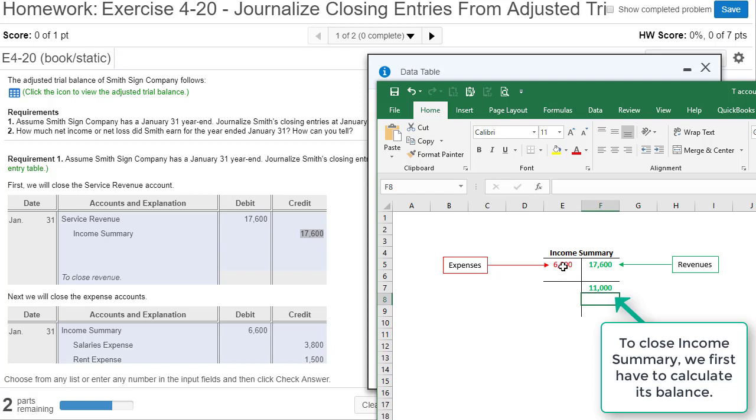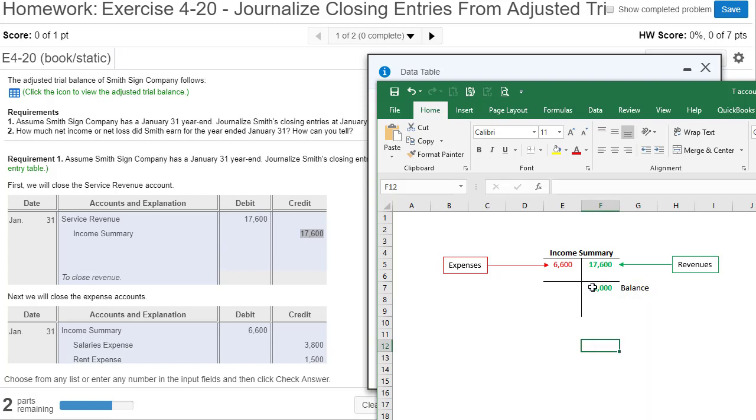Well, revenues are greater than expenses. And so what do you get when you subtract expenses from revenues? Revenue minus expense gives us net income. So that represents net income. Now we need to close this account. So how do we close an account? Well, let me write balance here. So that reminds us that this is the balance.